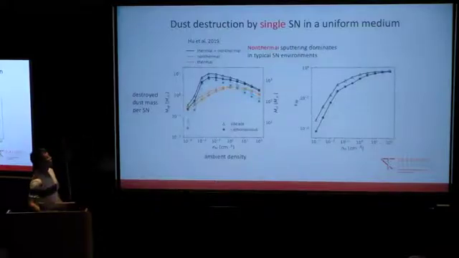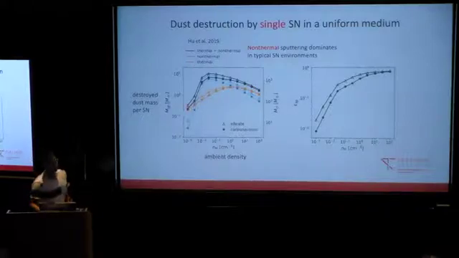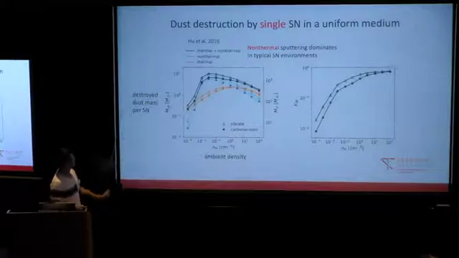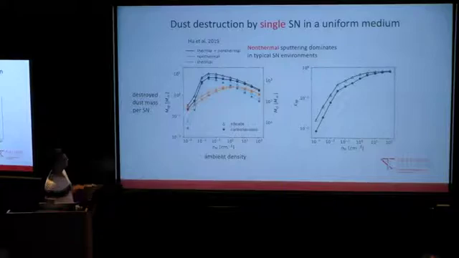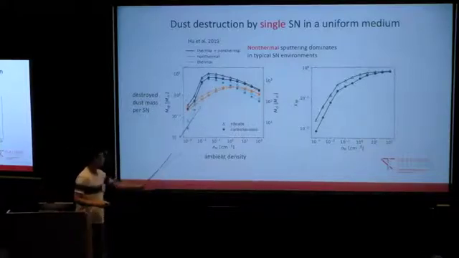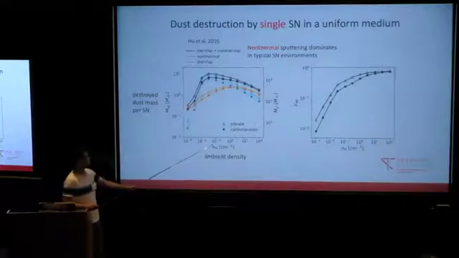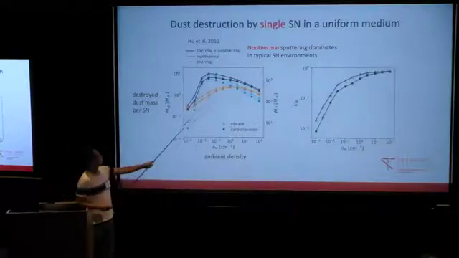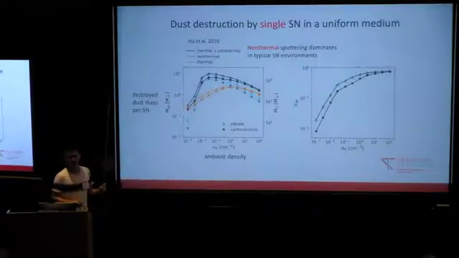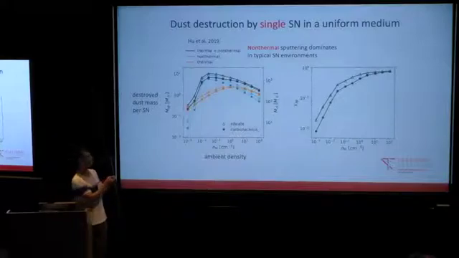And here is the integrated destruction of a single supernova in different environments, so this is in different ambient densities. We're looking at the total amount of dust that is destroyed by a single supernova. You can see that there's a maximum value in a diffuse phase around 0.1, and if you go to lower densities, then collision is not efficient, so the destruction goes down.